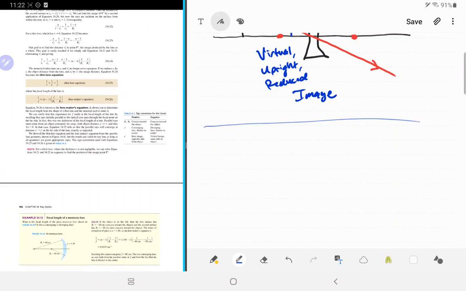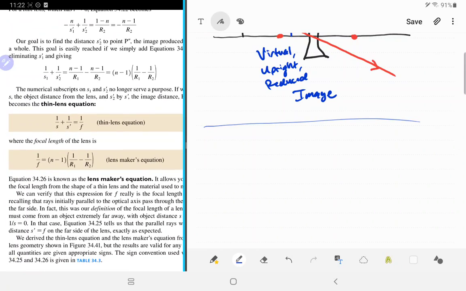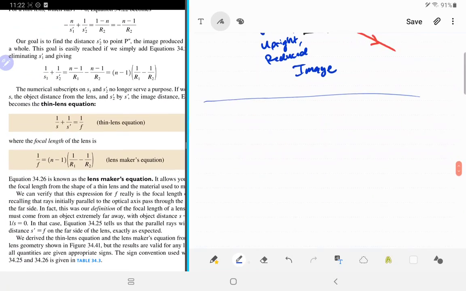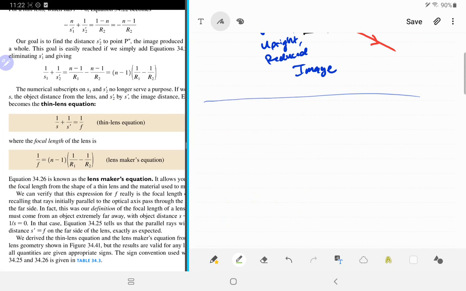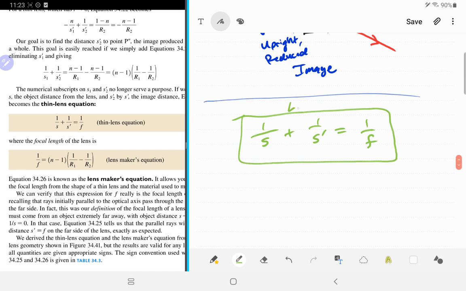All that I care about you knowing are these two equations. And really, the most important one is the first one. That's the most important equation for this whole section on lenses. 1/s + 1/s' = 1/f. So this is called the lens equation.